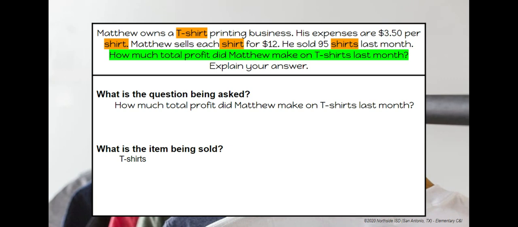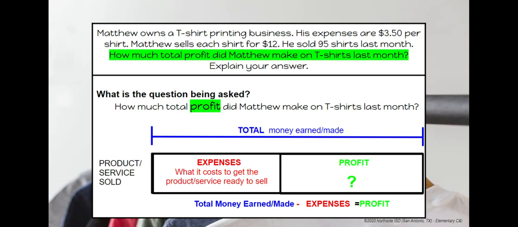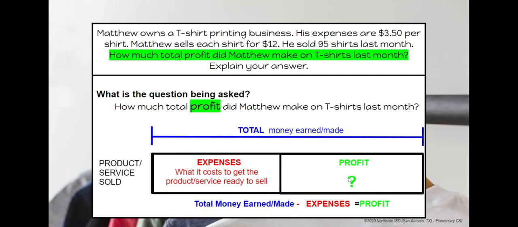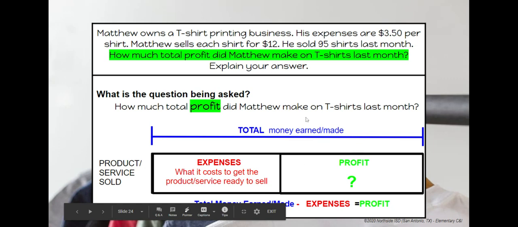So we're going to be using the same strip diagram and the same color coding to find out how much Matthew made selling his t-shirts. Using this strip diagram, because my question asks how much total profit did Matthew make on t-shirts last month, since I don't know that answer because it is the question being asked, you need to put your question mark where your profit is. We don't know how much profit he made. But if we can fill in our expenses and our total, how much he earned, then we will be able to solve for our profit.